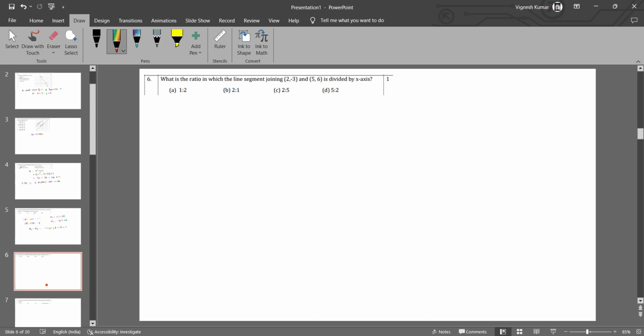Next we have, what is the ratio in which the line segment joining the points (2, -3) and the point (5, 6) is divided by the x-axis? So we know any point on the x-axis can be denoted by (x, 0). So we have to find the ratio in which (x, 0) divides the line joining the points (2, -3) and (5, 6).